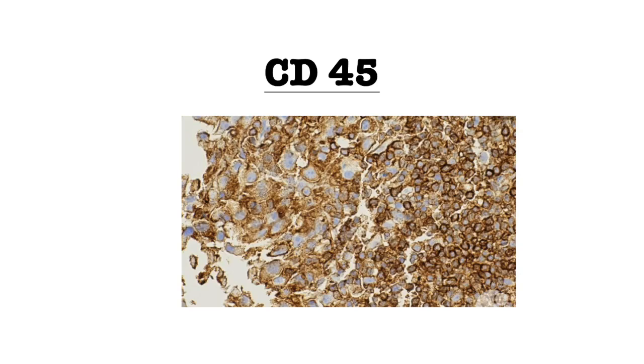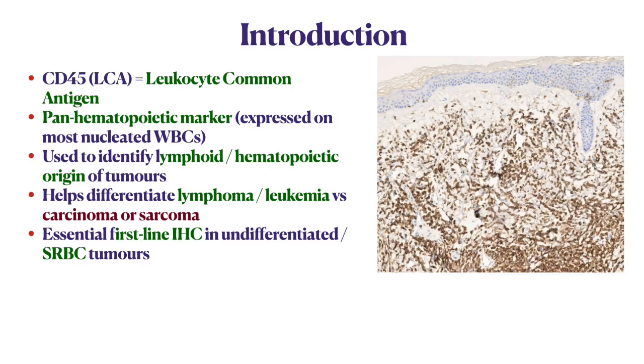Hello everybody. This video is on IHC marker CD45, also known as LCA, the leukocyte common antigen. CD45, also known as leukocyte common antigen, is a pan-hematopoietic marker. It is one of the most common screening markers used for metastatic tumors and for poorly differentiated tumors.